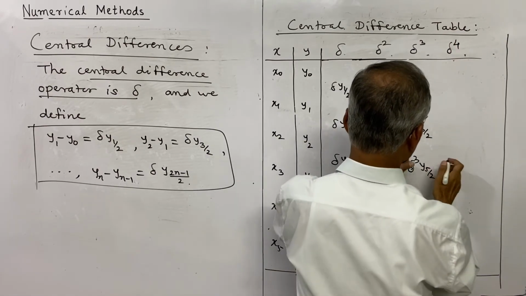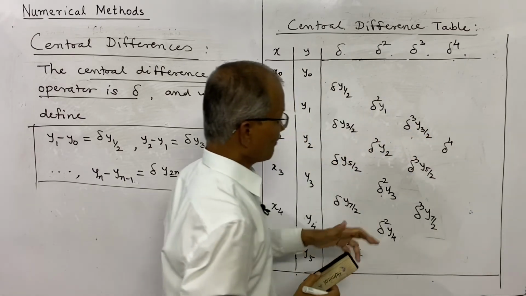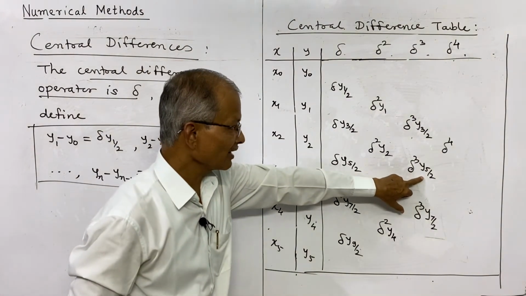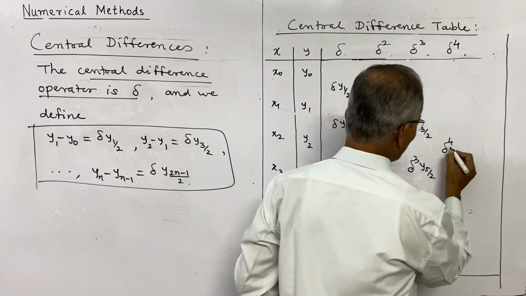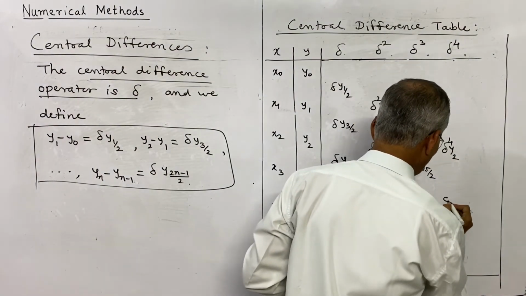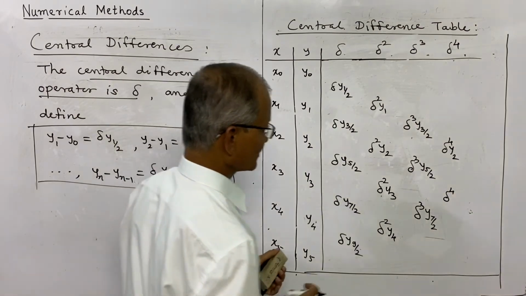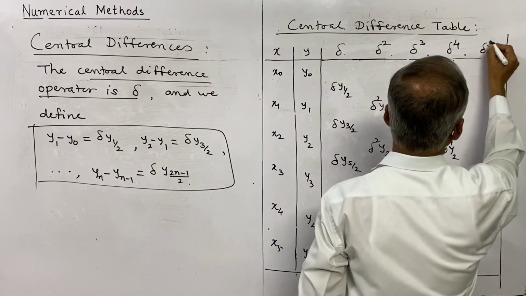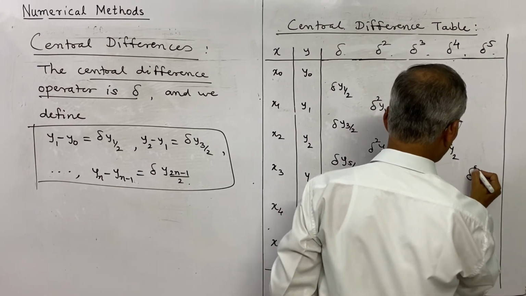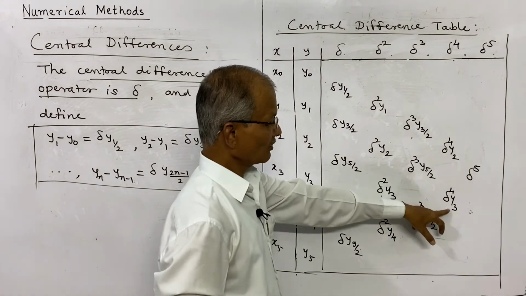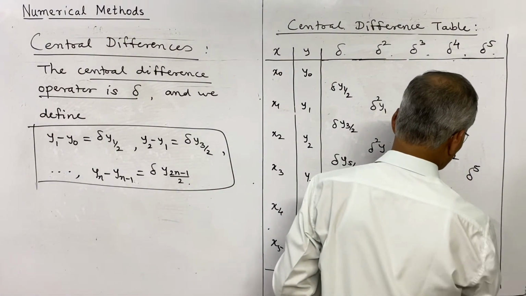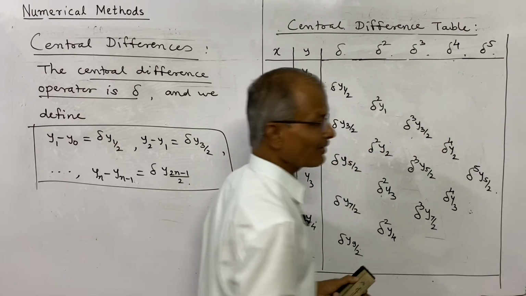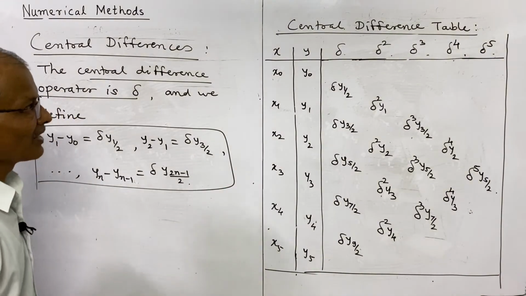Fourth order differences will be delta fourth of, this is again 3 plus 5 is 8 by 2 is 4 by 2 is 2. Delta to the power 4, and this will come to be 3, y3, check it. And delta 5, this will be delta 5, and y2 plus 3 is 5, so divided by 2, y 5 by 2. So, in this way the central differences table can be written.